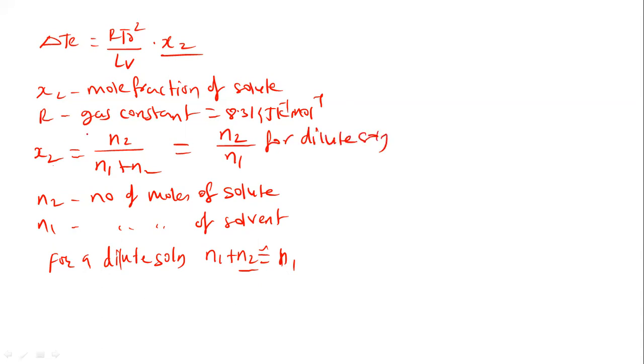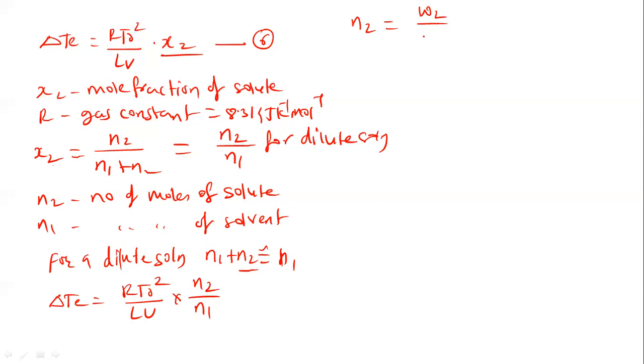Okay. So let us substitute now into this equation. Suppose that it is equation 6 here. So we can write delta TE is equal to RT0 square divided by LV multiplied by now N2 upon N1, number of moles of the solute divided by number of moles of the solvent. Now how do we calculate the number of moles of the solute? Number of moles of the solute is equal to W2 upon M2, weight of the solute divided by molecular weight of the solute. Similarly, N1 is equal to W1 divided by M1, where W1 is the weight of the solvent and M1 is the molecular weight of the solvent.